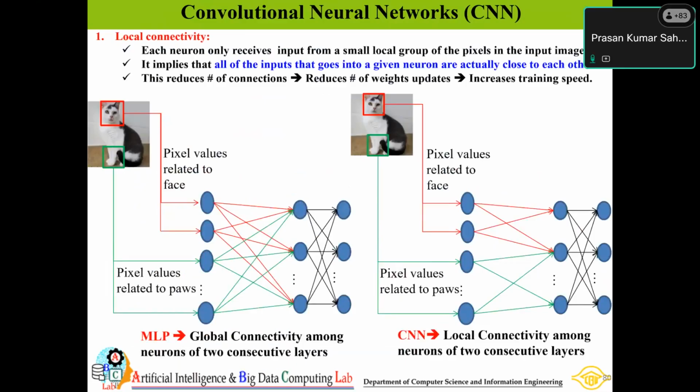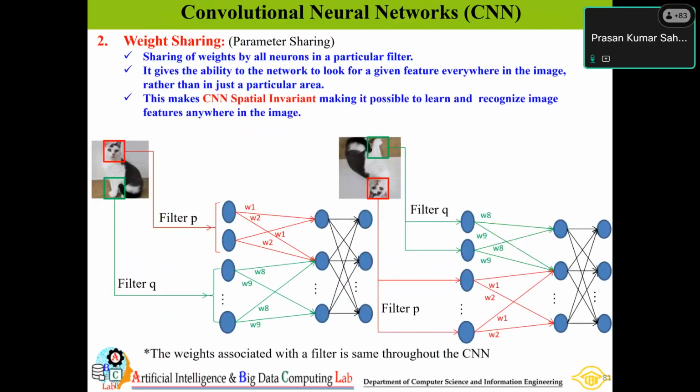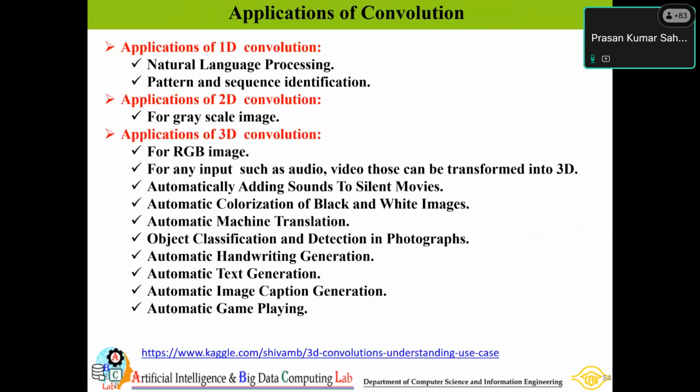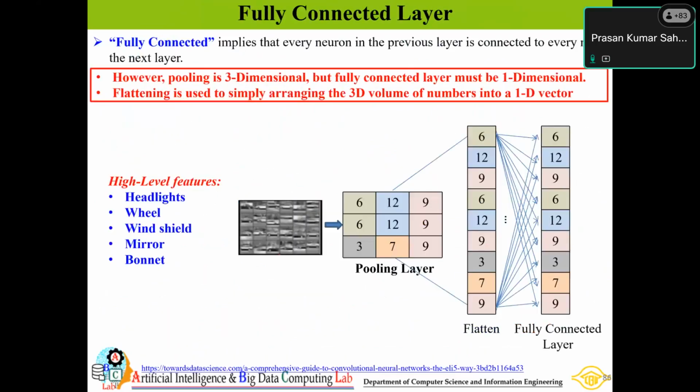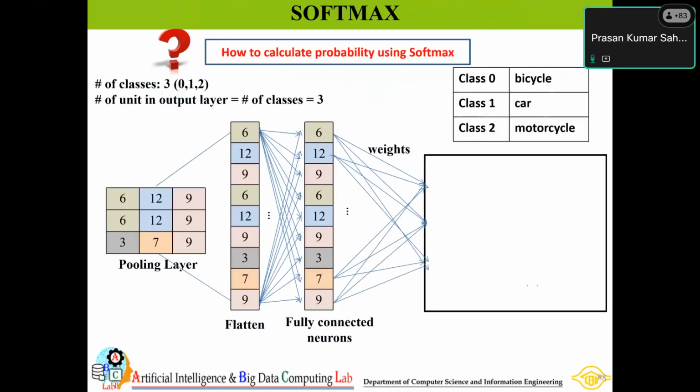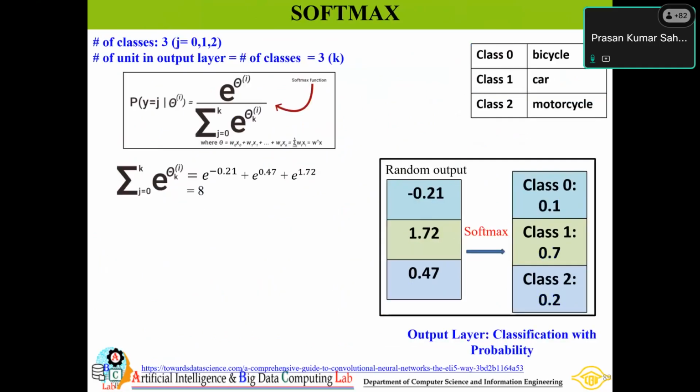Sure. Okay. So I'm comparing here local connectivity with global connectivity, and the weight sharing is also done. So finally we can get the result. The convolutional layer could be used in 1D, 2D, or 3D convolution, and we can also classify the image using the fully connected layer. Some part of this I'm explaining mathematically, such as what softmax is in order to classify the image. If you want to know more about it, we will discuss it maybe in the question and answer session.